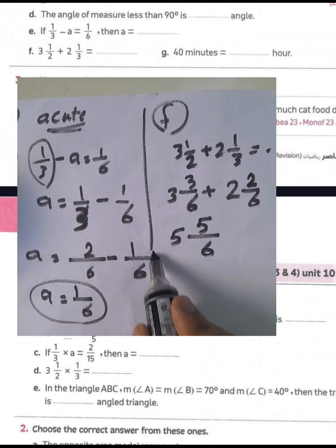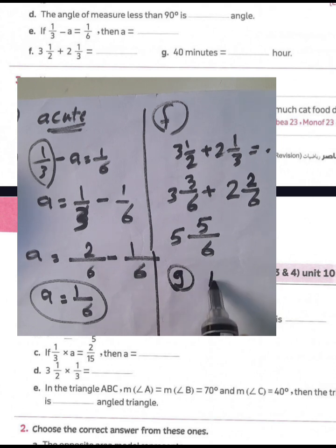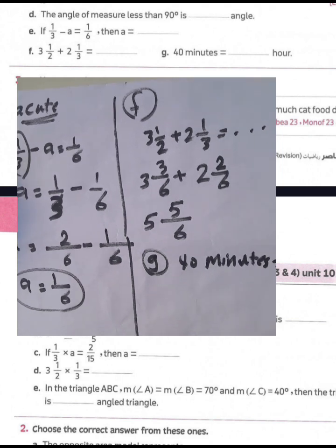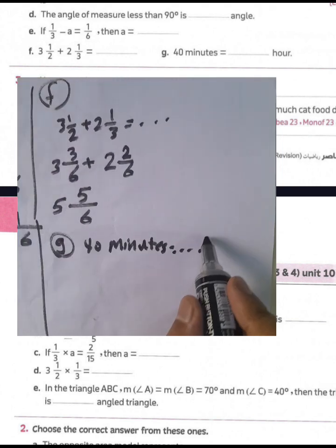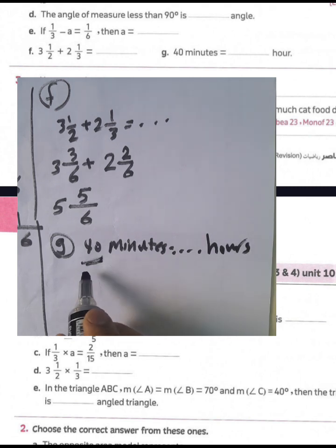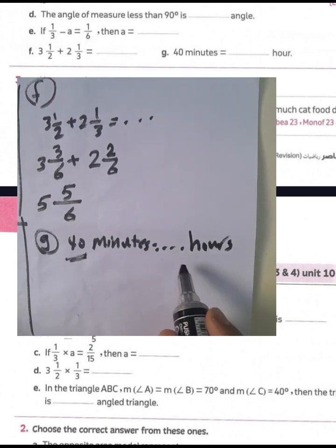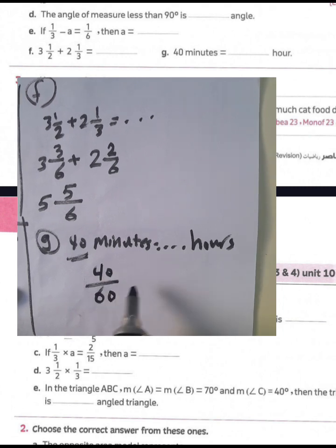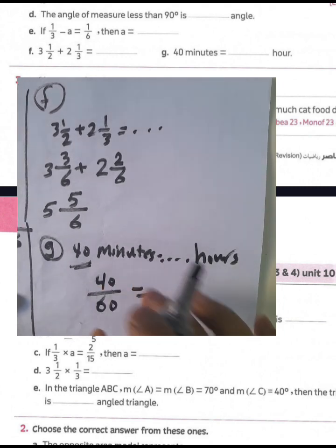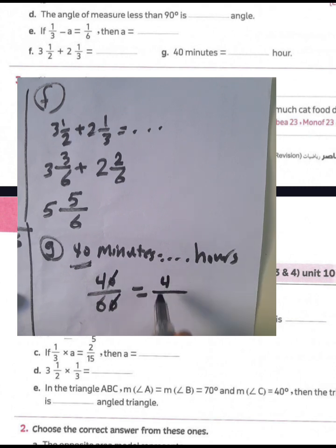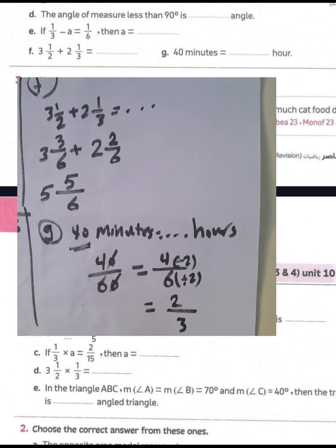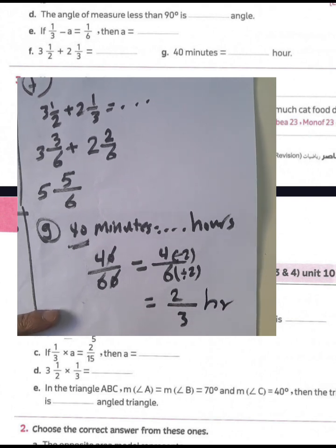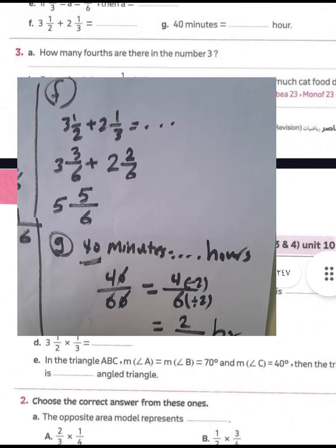Next question, letter G. 40 minutes equals blank hours. We can convert from minutes to hours by dividing by 60, because 1 hour equals 60 minutes. Divided by 10, it will be 4/6, and then divided by 2, the result will be 2/3. The result here will be 2/3 hours. Next question, number 3, letter A.